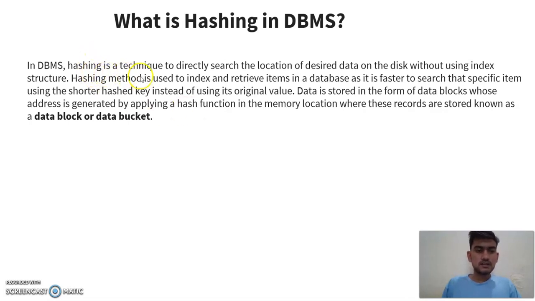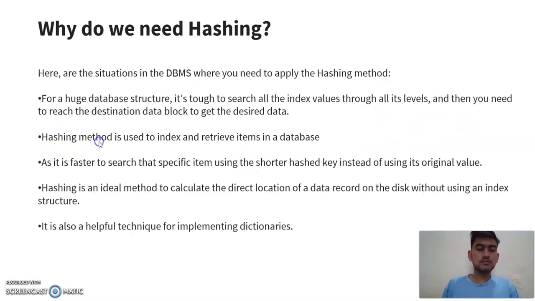Hashing in DBMS is a technique to directly search the location of a desired data on a disk without using index structures. So the hashing method is used to index and retrieve items in a database, as it is faster to search that specific item using a shorter hash key instead of using its original value. So data is stored in the form of data blocks whose address is generated by applying a hash function in the main memory location where these records are stored as data blocks or data buckets.